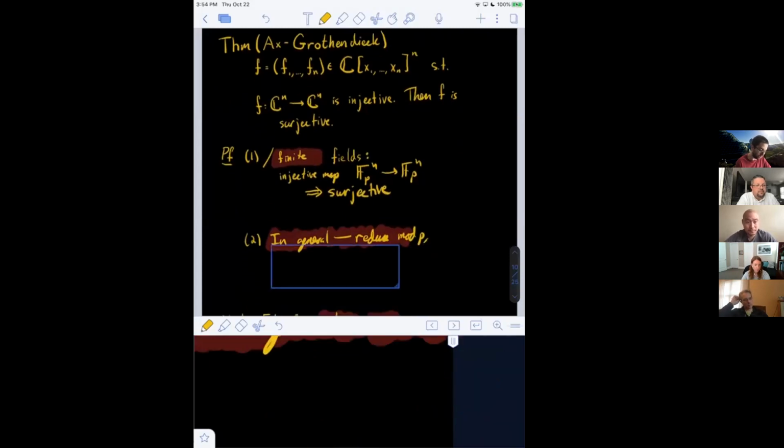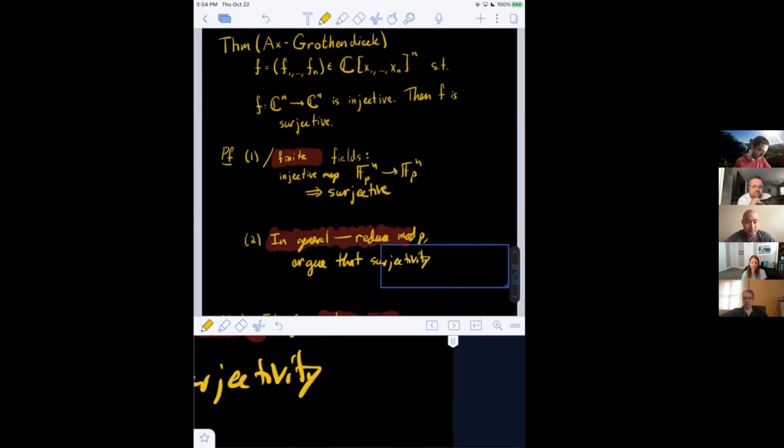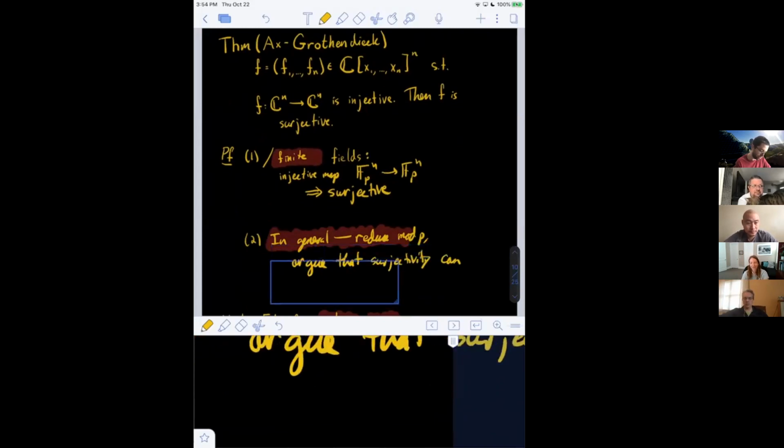And then you have to argue something. So now you need to make a little algebraic geometry argument, which I'm not going to tell you the details of. You have to argue that surjectivity can be checked after reducing mod p for infinitely many p.